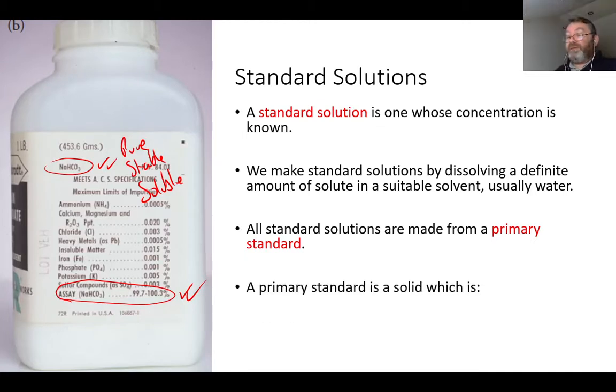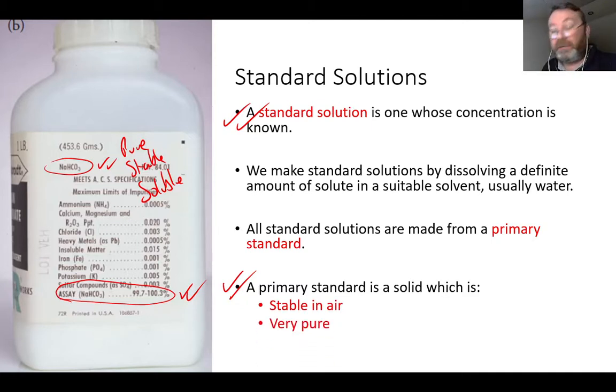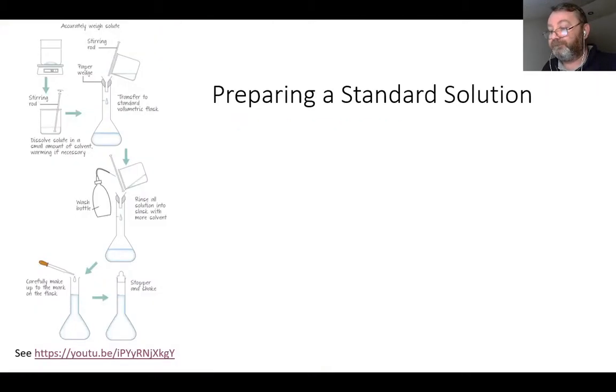So a primary standard, as we already said, and again this is a definition, so there's two things you need to remember. That's your first definition there, and this is your second definition. A primary standard is a solid with the following three traits. Number one, stable in air. Number two, extremely pure. And number three, very, very soluble.